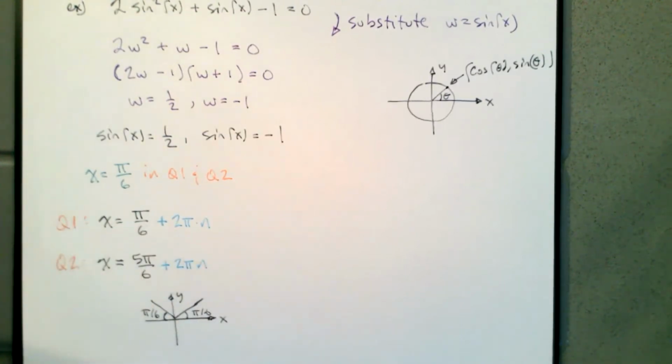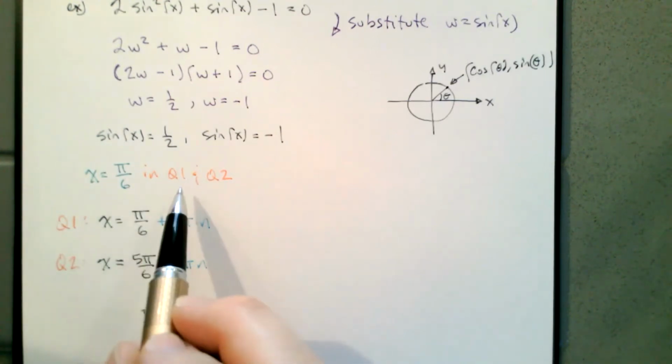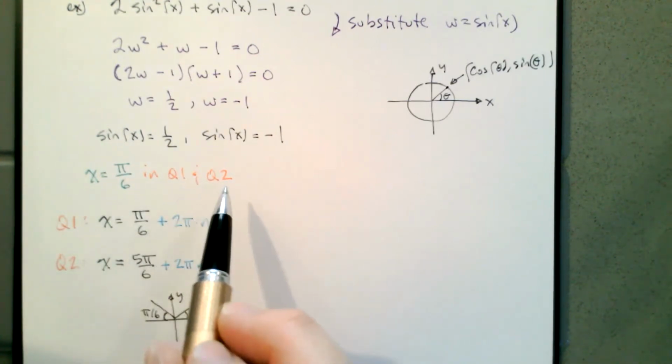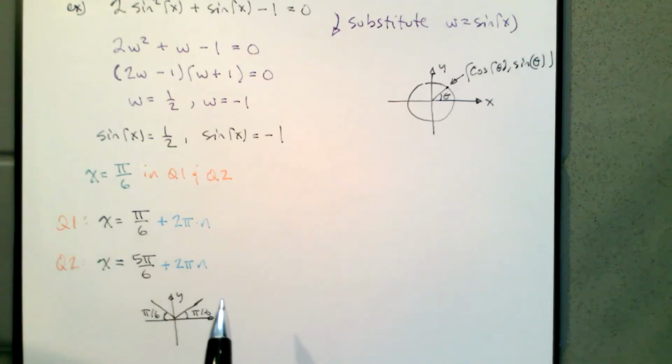Got it. Okay, perfect. Thank you. If it was sine x equals negative 1/2, then I would still have pi over 6, but I would put it in quadrant 3 and quadrant 4. And okay, and then that's what you're going to do with sine of x equal to negative 1, the second part on the right? Yes.